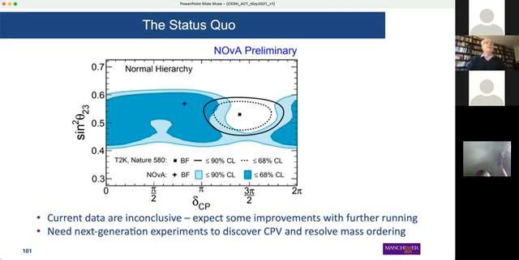And what you see here is that the current data are pretty inconclusive. We expect some improvements with further running for these 2 experiments, but what you really need to disentangle this and to have unambiguous discovery of CP violation in the neutrino sector, you'll need the next generation of experiments that can do this at the 5 sigma level, and that's the thing I'll be talking about tomorrow.